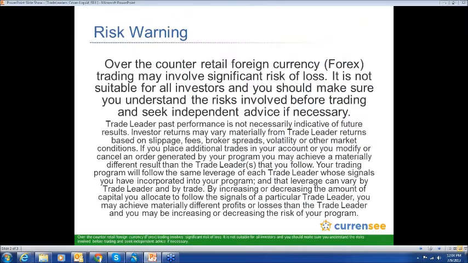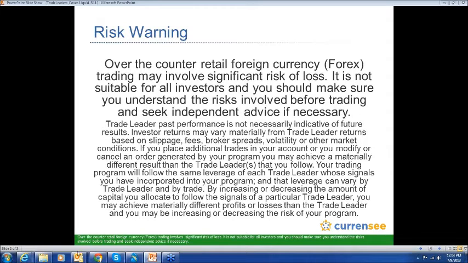I think with any investing, and today we're obviously talking about Forex investing, it's important to go over the risk warnings that are involved. Over-the-counter retail foreign currency or Forex trading may involve significant risk of loss. It is not suitable for all investors, and you should make sure you understand the risks involved before trading and seek independent advice if necessary.